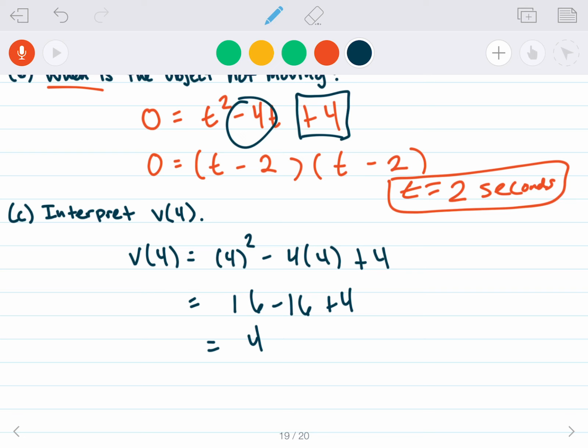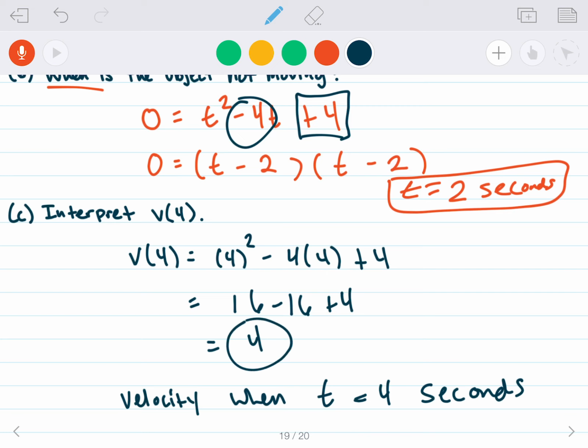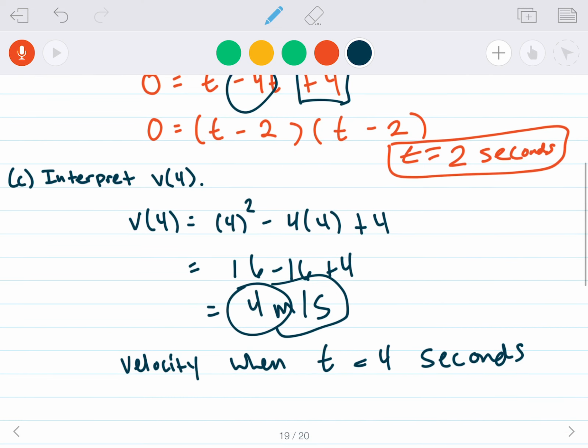So what does v of 4 mean? Well, this is the velocity when time is equal to 4 seconds. That's what we're inputting, 4 seconds, and the output is velocity. So that's going to be in meters per second. So velocity when t equals 4 seconds is going to be 4 meters per second.